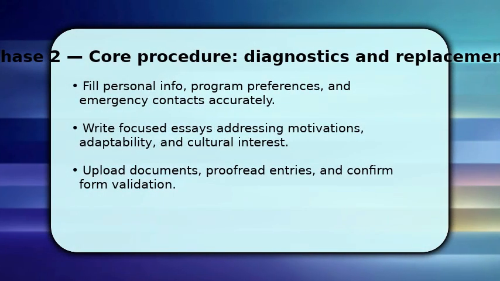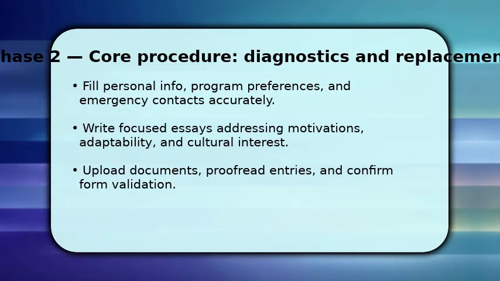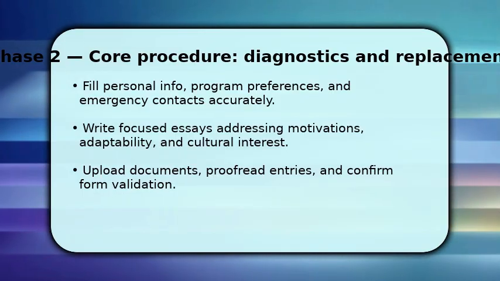Now you tackle the detailed form. This is the core of your submission. As you enter personal data and program preferences, be precise. Mismatches delay placement. Write concise essays that show why you want the exchange, how you adapt, and what you'll contribute. Give concrete examples. Upload all required documents as labeled PDFs, then proofread every field.